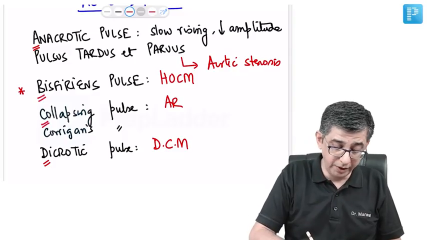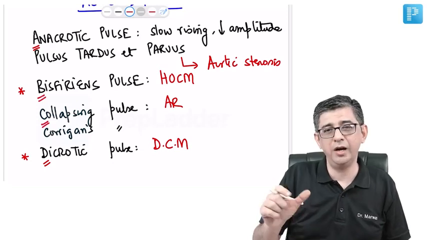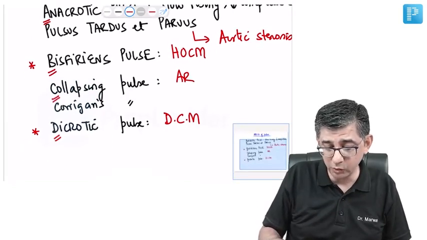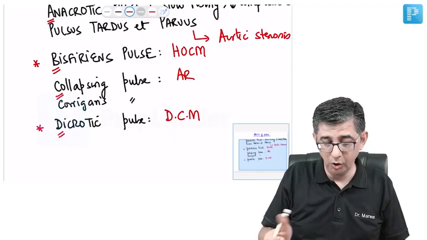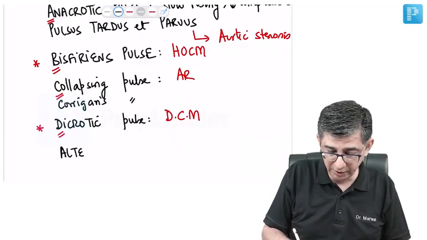And must know right now, right here would be bisferiens and dicrotic. Very classical names. So you read them, and these would be visual cues that would help you pick up the condition. Over and above this, an additional pulse that I can mention is called pulsus alternans.